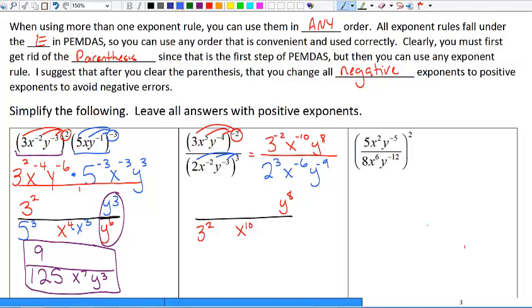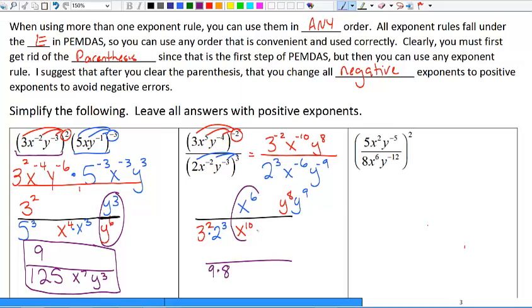In the blue numbers, we have 2 to the 3 that was already downstairs. They like being downstairs. They're already positive or happy, so he stays there. X to the negative 6 was downstairs. He's negative. He's not happy about it, so he's going to move upstairs. And then y to the negative 9 was downstairs, but he wants to move upstairs. So once I've got all of my negative exponents turned to positive, then I have less room for error there. So let's do the numbers first. 3 squared is 9, and 2 cubed is 8.